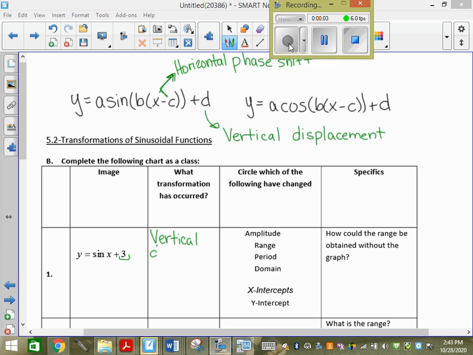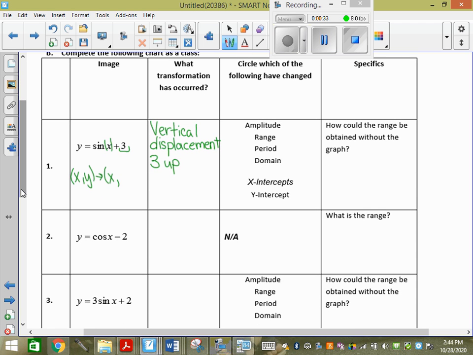Vertical displacement. Instead of vertical translation, for trig we say vertical displacement, 3 up. We agree? What's our mapping? X, Y becomes. Did anything happen to my X? Nope. My X stays an X. My Y, all I did was move 3 up. So what am I going to do to my Y? Yeah. Y plus 3.